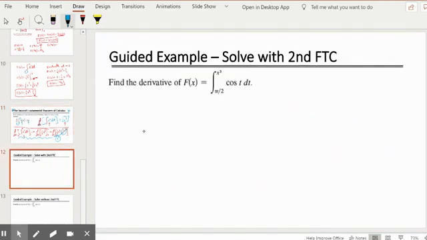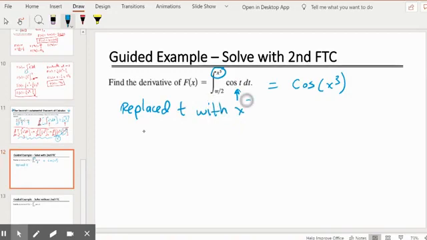So, solve with the second fundamental theorem of calculus. We're going to swap out the variables and keep the function the same. Cosine of x cubed. Now, the only thing that's different about this one is we don't have just an x up here, we have an x cubed. We replaced t with x cubed. Well, if t is equal to x cubed, then what is dt?